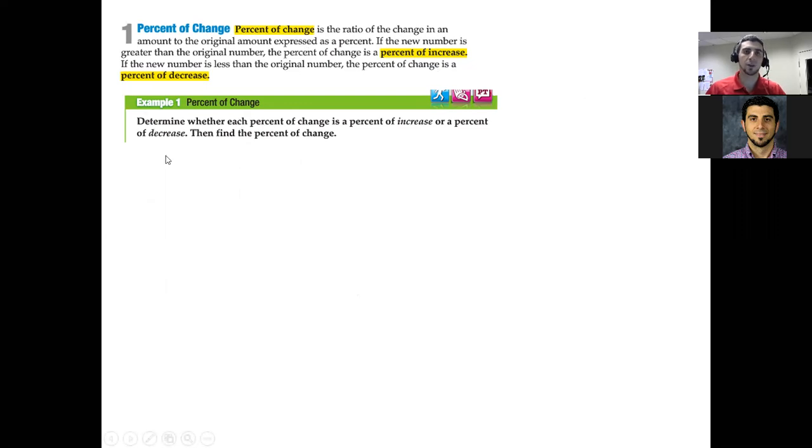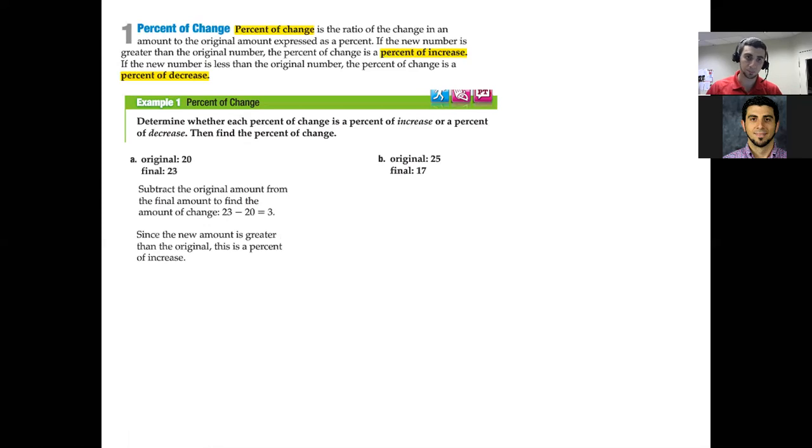So determine whether each percent of change is a percent of increase or a percent of decrease, then find the percent change. So if the original is 20 and the final is 23, since you went up, it's going to be an increase. You subtract the original from the final, so 23 minus 20, and you get 3. Since that's positive, it's an increase. Another way to think about it is, since the final is greater than the original, it's a percent increase. Use the original number as the base, and the numerator is going to be the change. You want to compare that with the ratio of something to 100. Again, why are we using 100? Because 100 is for the percent, and R is going to be the percent.